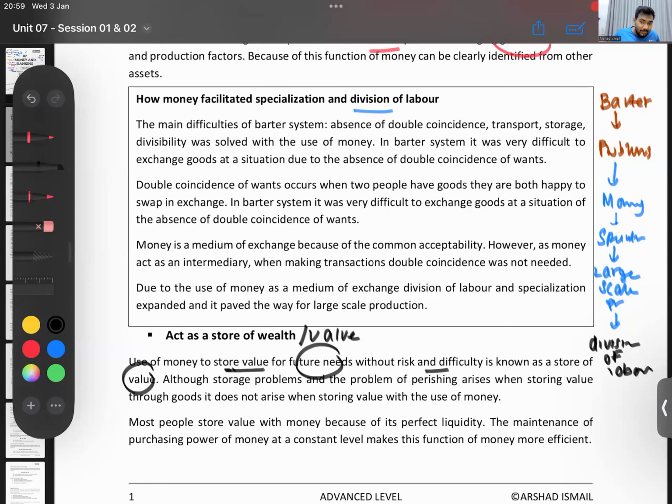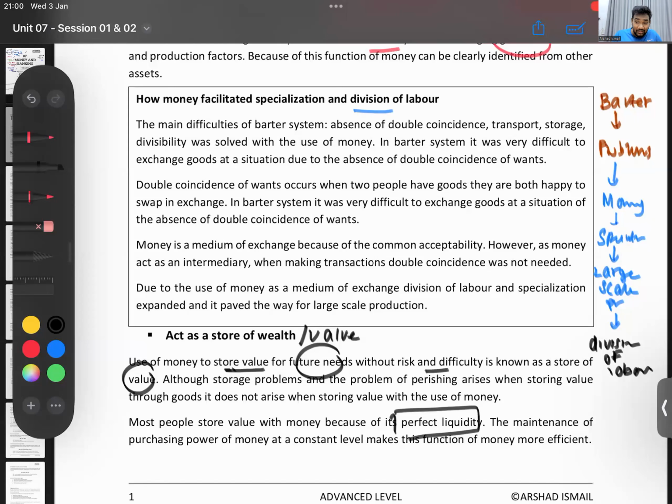And also, why do people like to keep money as a store of wealth? Because of perfect liquidity. Because money is perfectly liquid. What does that mean? Money is already in the form of cash, so there is nothing more you need to do. If you want, you take your money, you can go and spend. Is that okay? Store of value? Check. You can save money and keep. That's a very basic story.